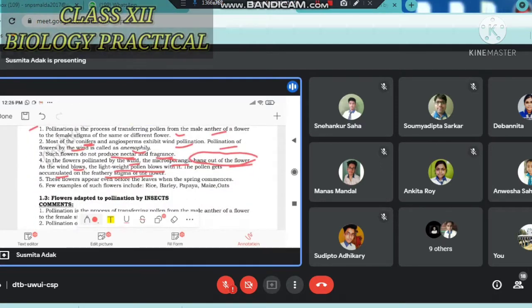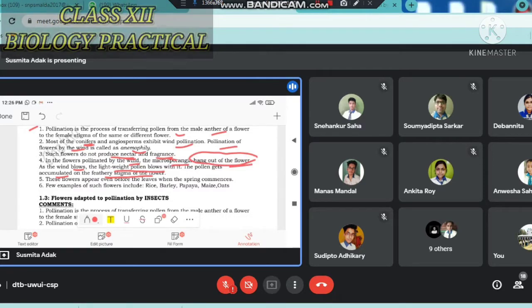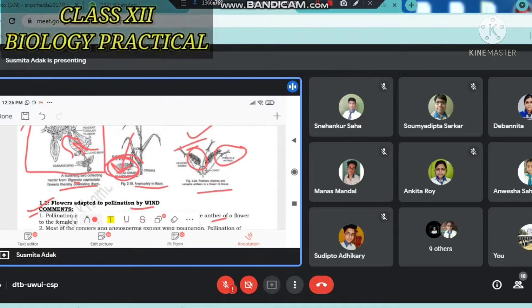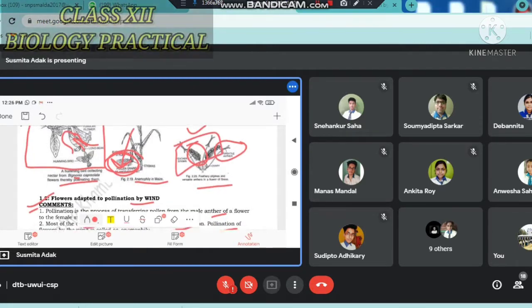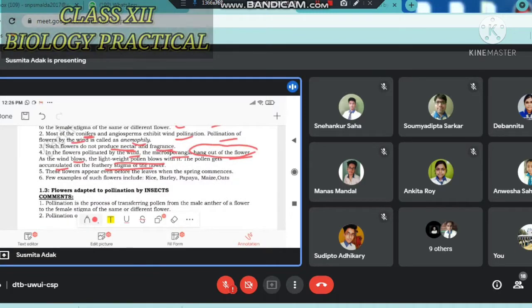Whenever the wind blows, the lightweight pollen blows with it. From this line we can say that the pollen present in these types of flowers is very lightweight. The pollen gets accumulated on the feathery stigma of the flower. See, in this picture we have seen the feathery stigma. See, this is the feathery stigma. So these pollen grains will be attracted and attached to this feathery stigma of the female flower.